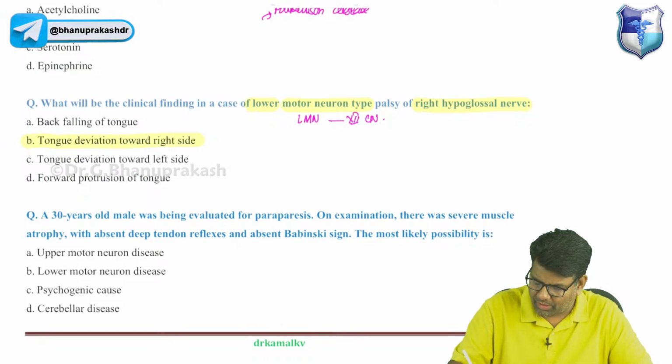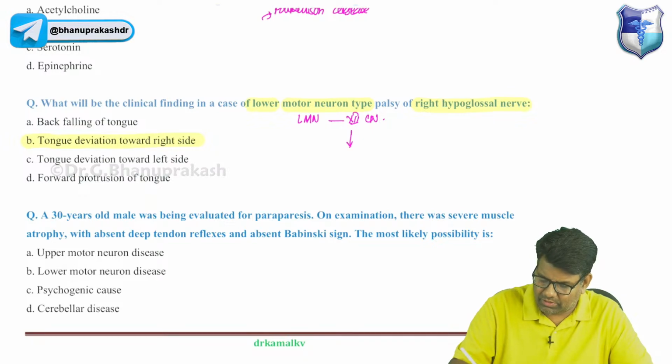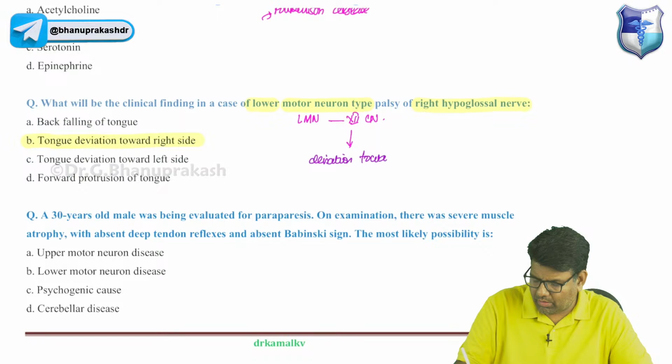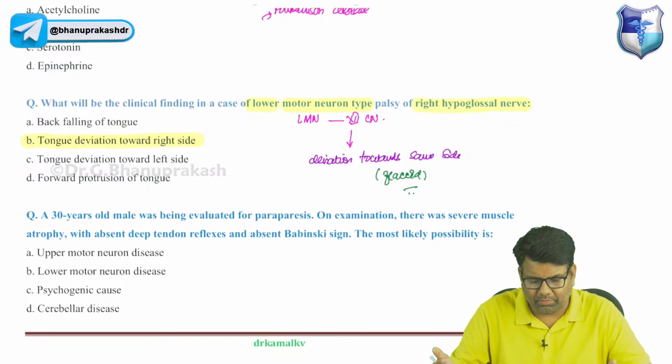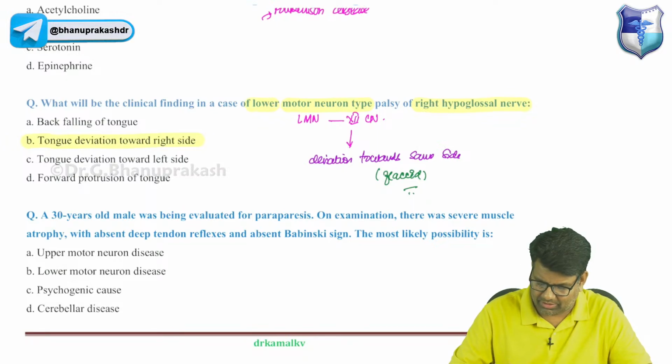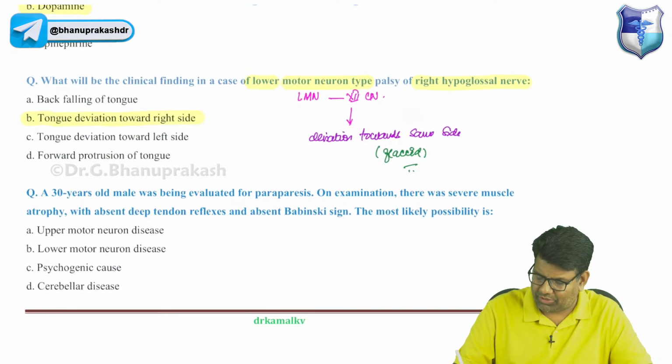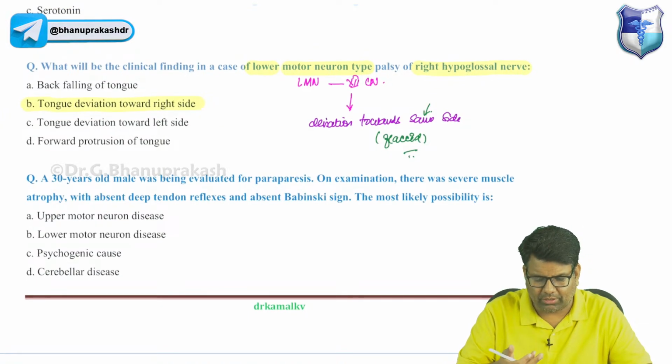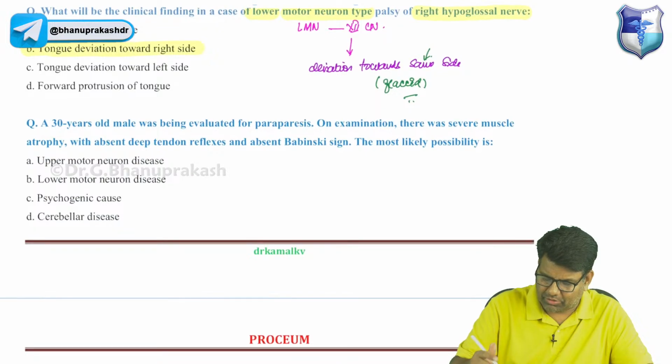Please remember, deviation to the same side, and this is actually flaccid, the presentation for lower motor neuron paralysis. So this is flaccid deviation towards the same side. This is very important. So the moment you tell the patient to protrude the tongue, it will roll over to the right side. Next question.